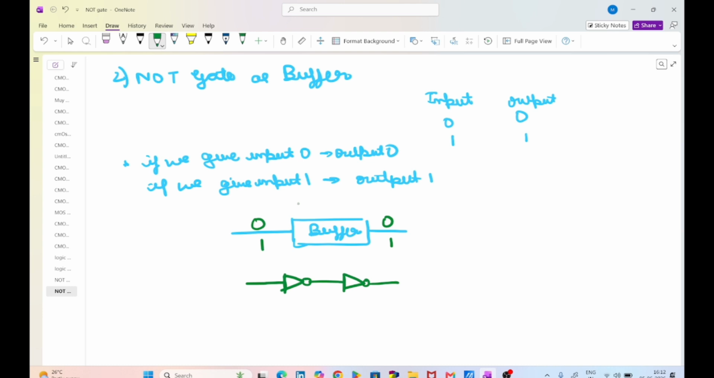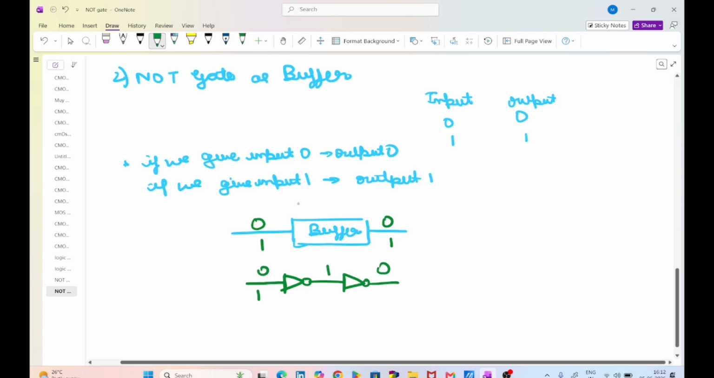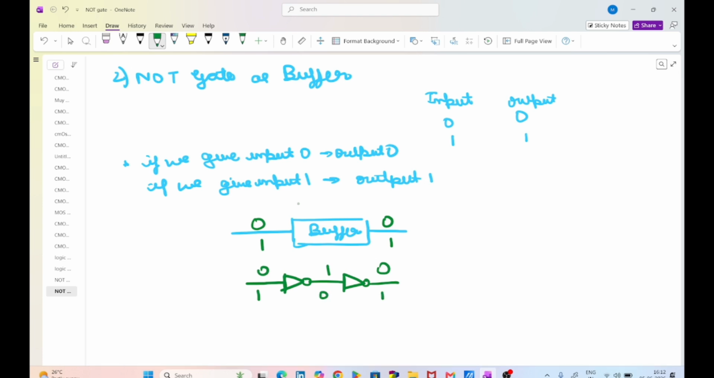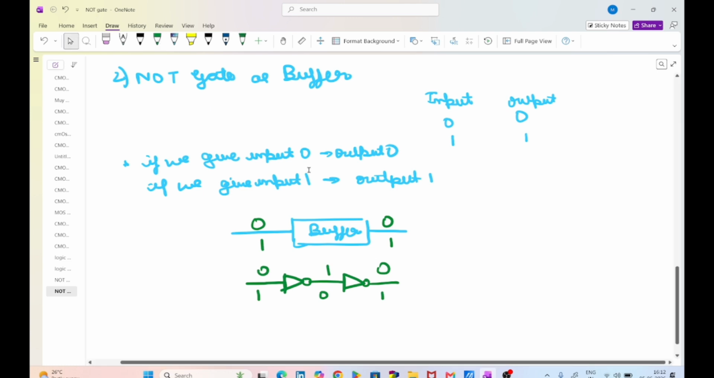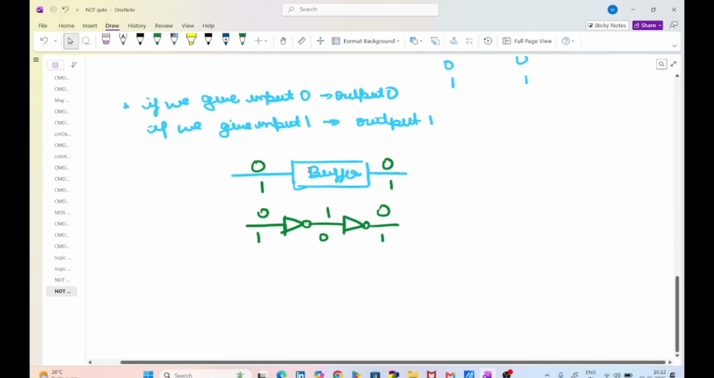When the input is 0, it passes through one inverter and becomes 1, then again passes through the second inverter and becomes 0. If the input is 1, when it passes through the first inverter it becomes 0, and then again passing through the inverter it becomes 1. I hope you understand how the NOT gate works as a buffer.